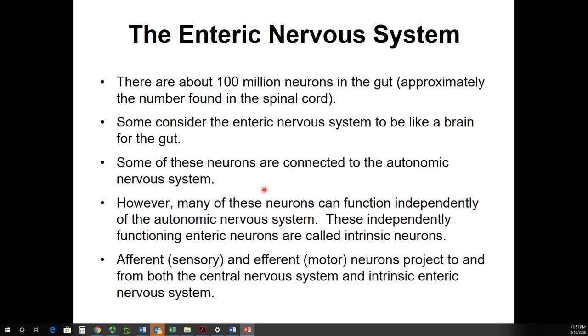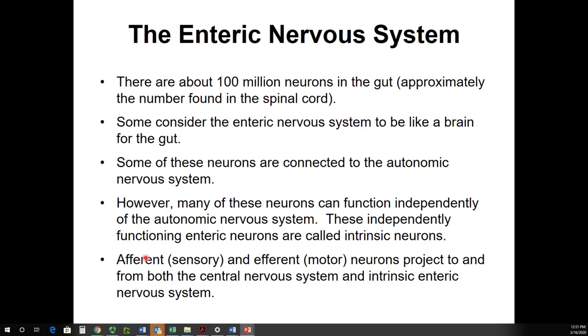So a lot of that is automated. If you have a bolus of food, or chyme, in the small intestine, it can move on its own without the parasympathetic nervous system. There's some local regulation that moves the circular and longitudinal muscle in those nerve plexuses. So again, there are a lot of independent functions. That's the enteric nervous system. It has sensory functions, efferent or motor neurons, and they're also all connected to the central nervous system.